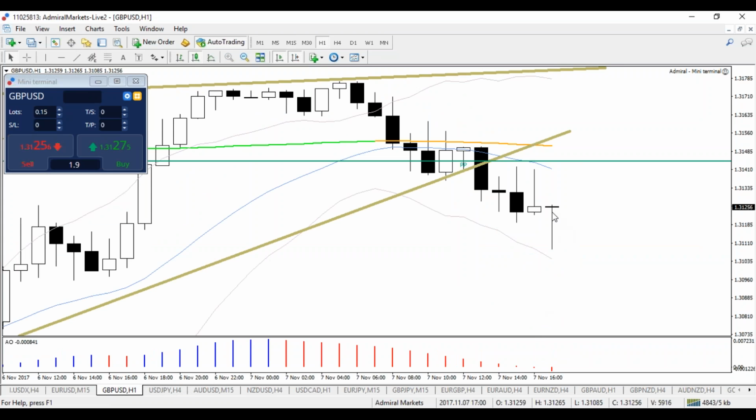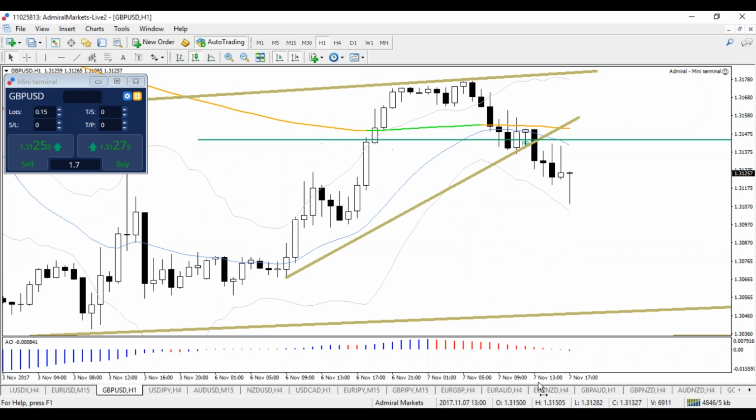All right, if pound dollar makes a wick like that, that does not look good for the downside. 23 minutes left. That would definitely be a place to think about, maybe even moving it just to break even. Anyone who took the breakout.